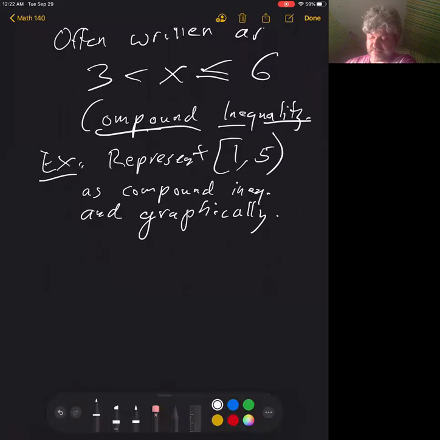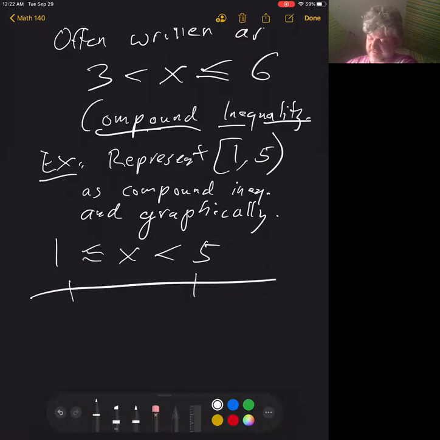So, 1 less or equal x, strictly less than 5, because 5 is not included, 1 is. And on a number line, mark the 1 and the 5. Don't bother about making nice units and putting in numbers between 0 and 10. Just mark the essentials, the 1 and the 5. And we have, now that is essential, the 1 included, the 5 is not included, and everything in between.